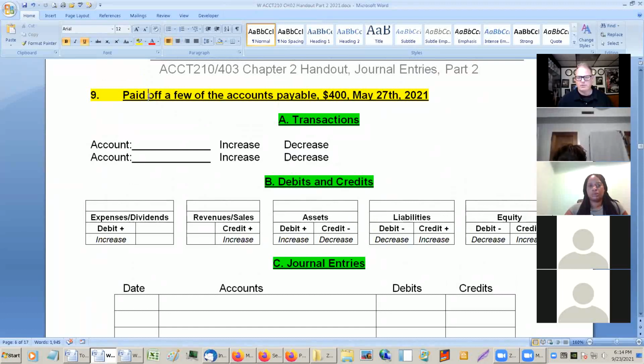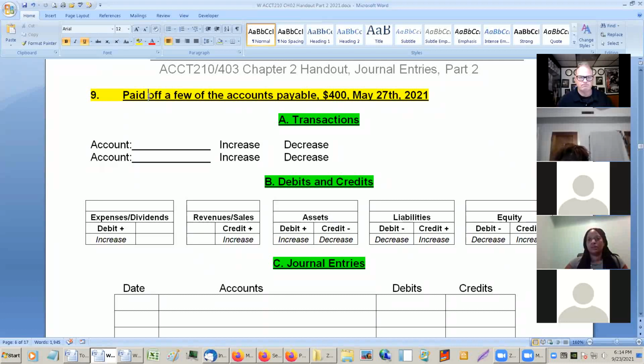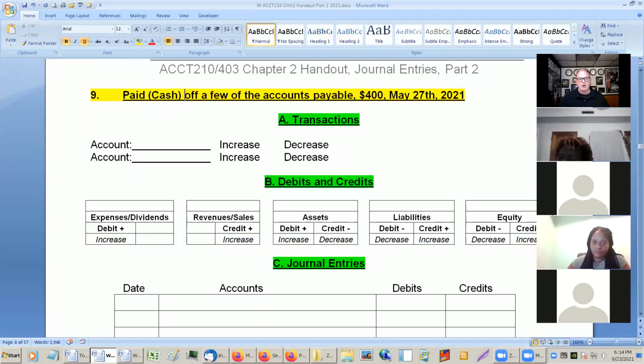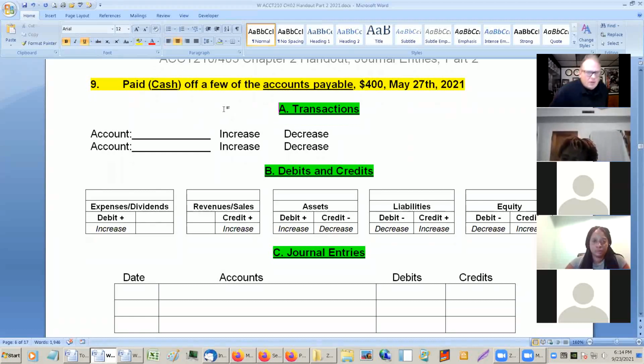Paid off a few of the accounts payable, $400. What accounts are we going to use? I think cash and accounts payable. Correct and correct. So what are we going to pay them off with? We're going to pay them off with cash. Right. And underline the whole thing. And then accounts payable. Okay, so we paid off with cash.